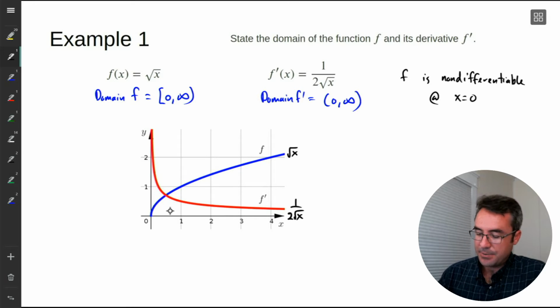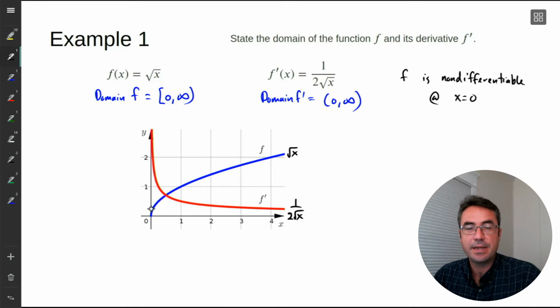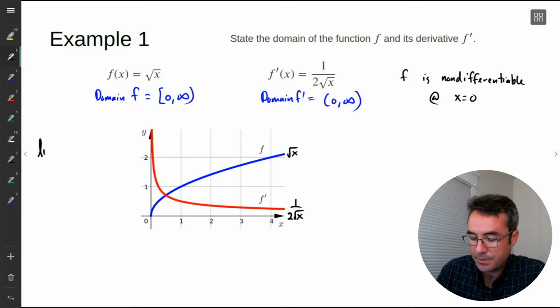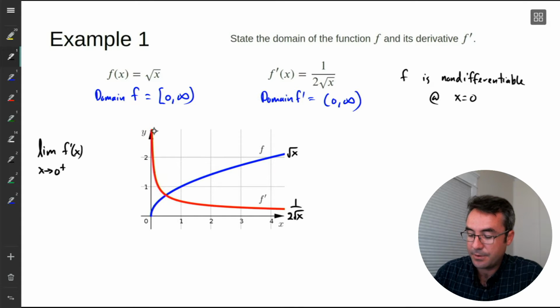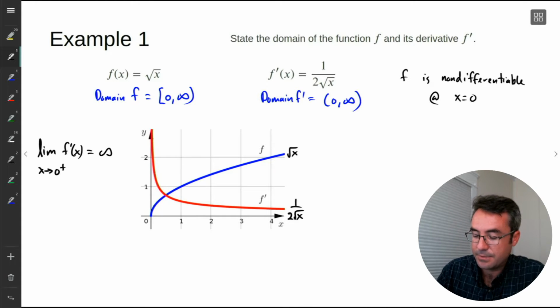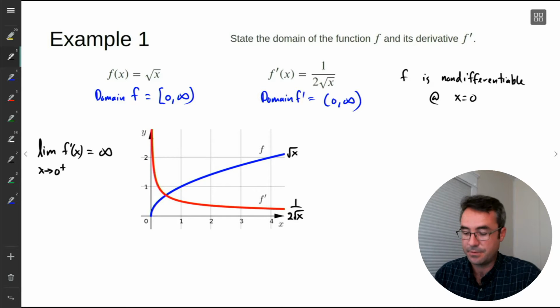And something interesting is happening near x equals 0. So let's take a look, and let's start with the limit of f prime as x approaches 0 from the right. What is that limit? You can see from the graph here, it's an infinite limit. It's getting larger and larger positive. The graph of f prime is going up and up and up the closer we get to 0.